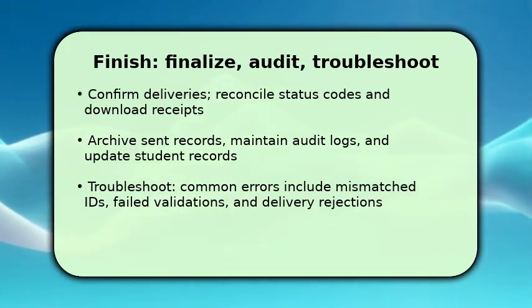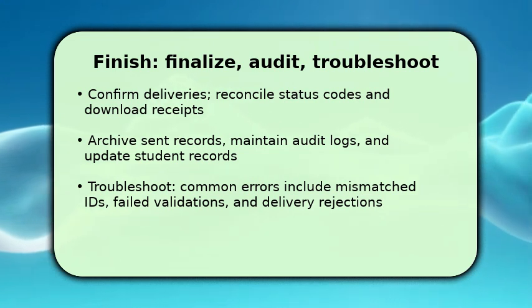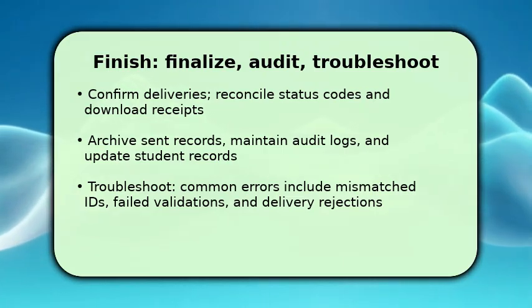If something goes wrong, first check for mismatched ID or failed schema validation. If delivery is rejected, review the rejection reason, correct the source file, and resend.